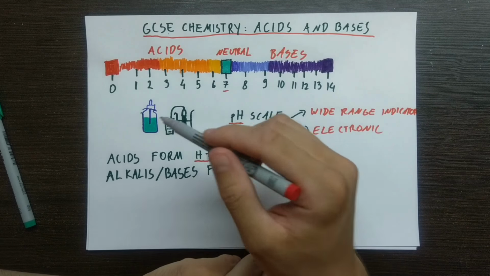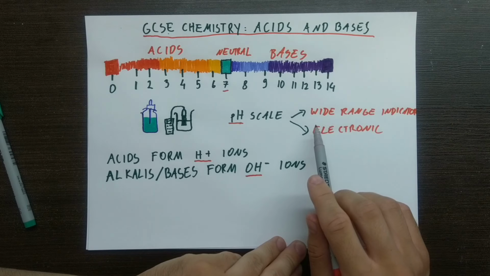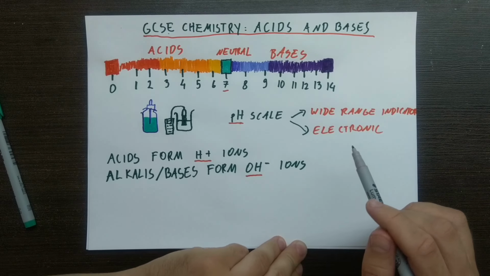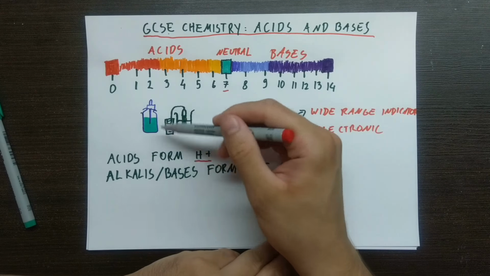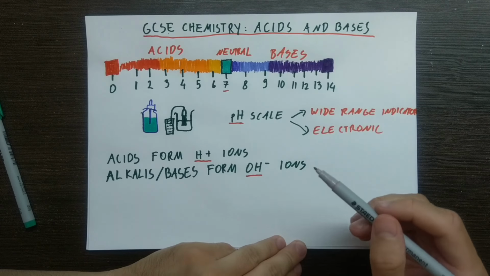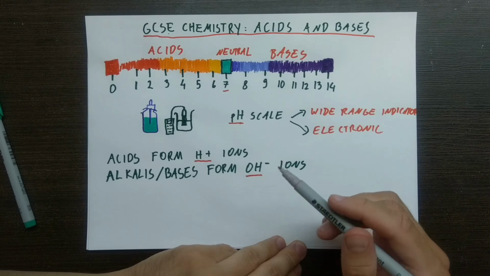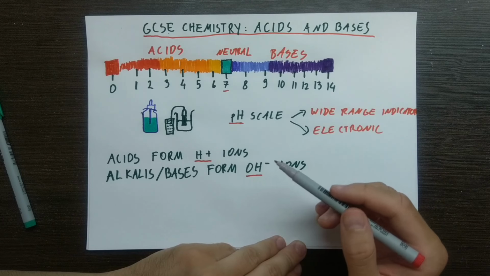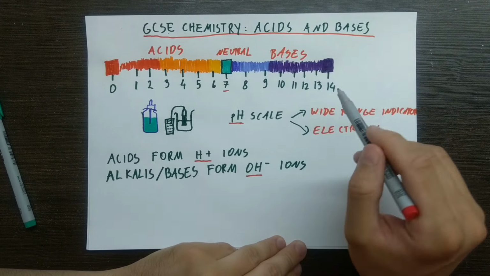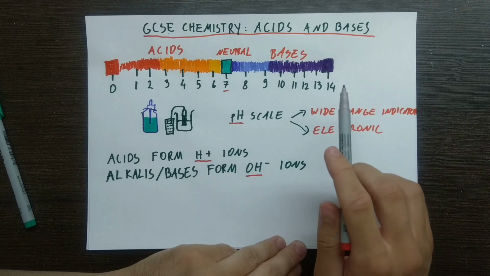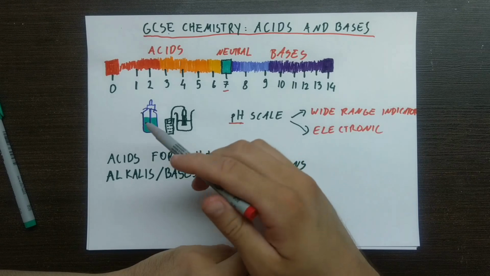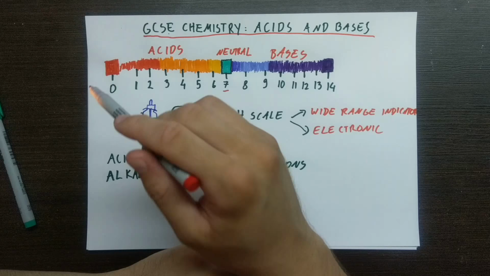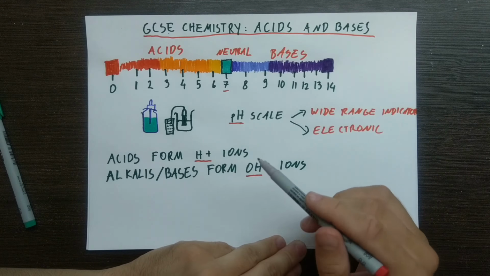Now, we can also do this the old school way. We can do it using wide range indicators. One example of a wide range indicator is the universal indicator, which is a green liquid like that, and it essentially acts as a dye. If you add it to an acid, it will change color. If you add a base to it, it will change color. And this is what I drew here. The more basic something is, the more purple the universal indicator will turn. The more acidic something is, the more red the universal indicator will turn.